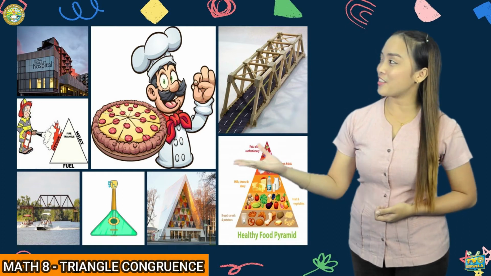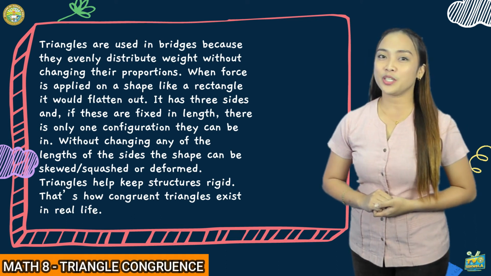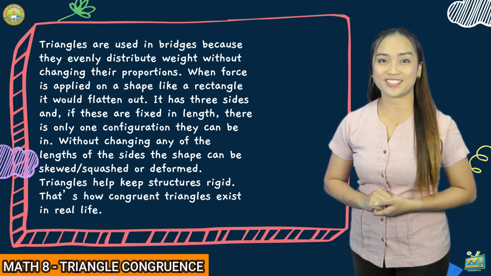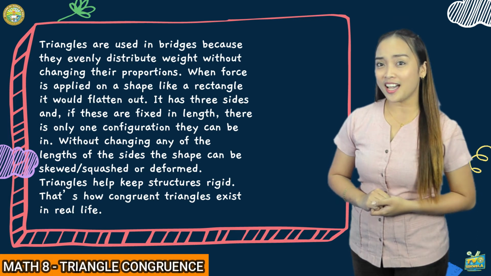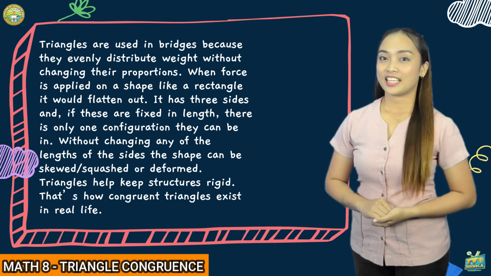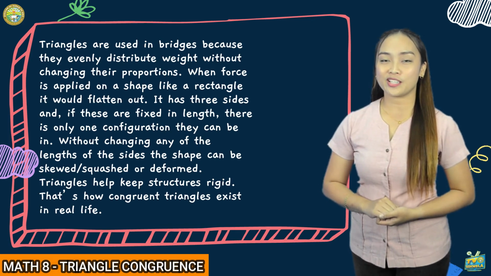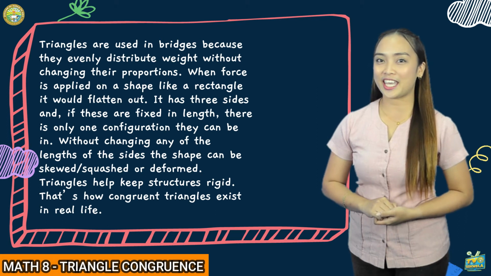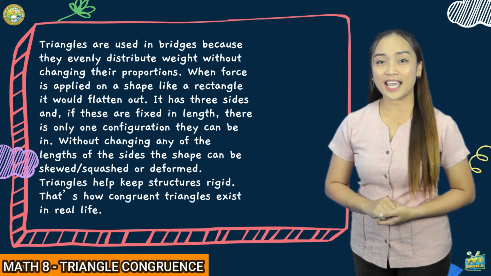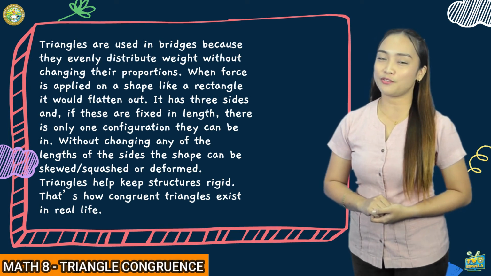Yes, because of these triangles. Triangles are used in bridges because they evenly distribute weight without changing their proportions. When force is applied on a shape like a rectangle, it would flatten out. A triangle has three sides, and if these are fixed in length, there is only one configuration they can be in. Without changing any of the lengths of the sides, the shape can be skewed or squashed or deformed.